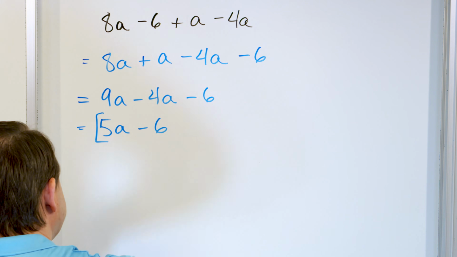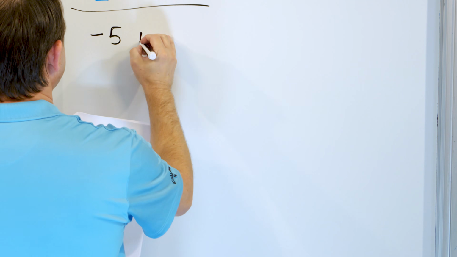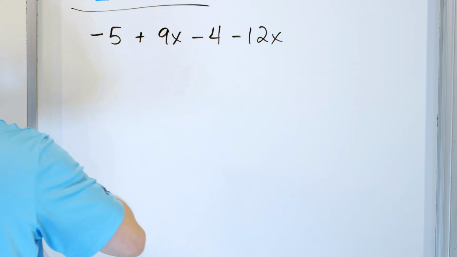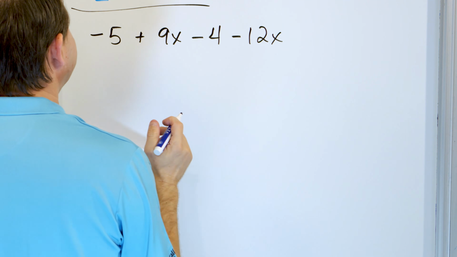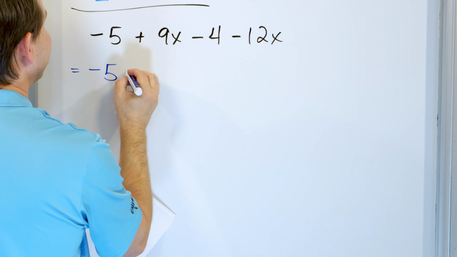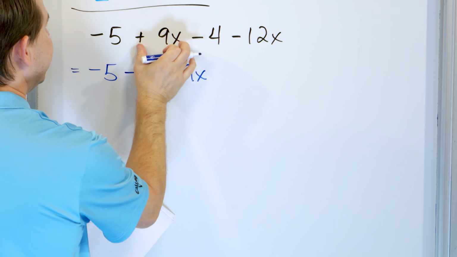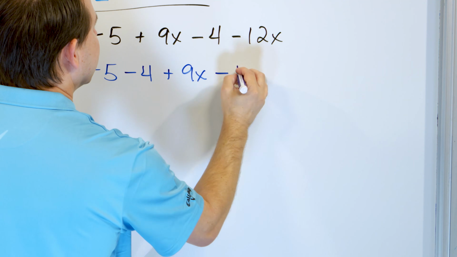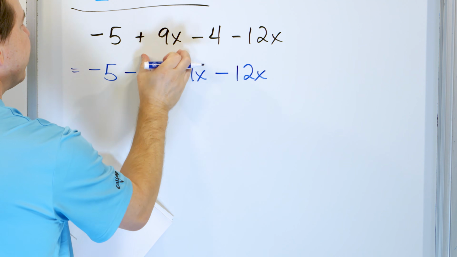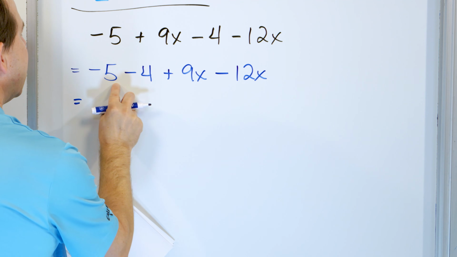All right, we're going to speed up just a little bit as we have the general idea here. What about negative 5 plus 9 times x minus 4 minus 12 times x? Let's rearrange terms. We have a negative 5 here. I'm going to take this negative 4, which is a like term, and write it right next door. The negative goes with it. The plus 9x is going to stay in place, and then the minus 12x has to come right here. Again, the minus sign travels with the 4, the plus travels with the 9x, the minus travels with the 12x.